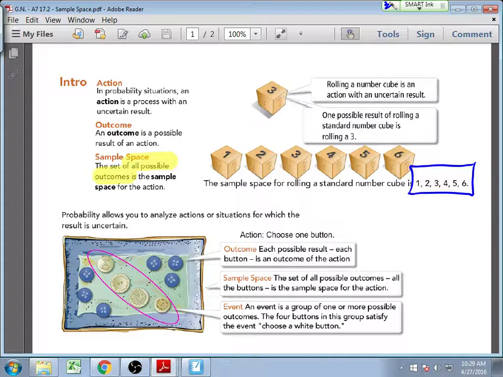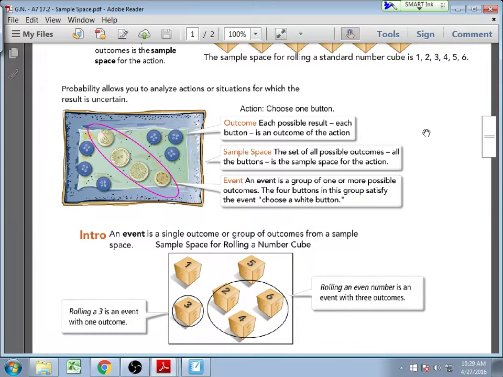The action is what you do to get the outcome. Draw a card, roll a die, flip a coin, choose, like it's that action word, it's that verb. We call it probability.